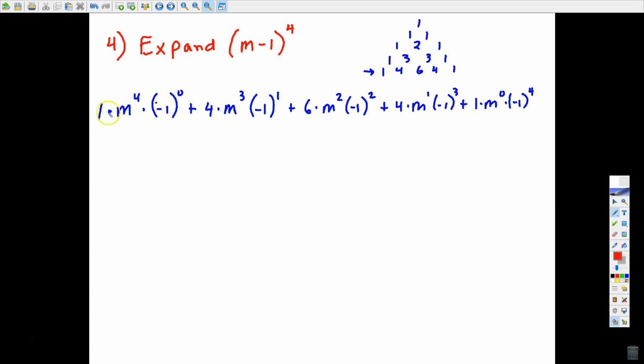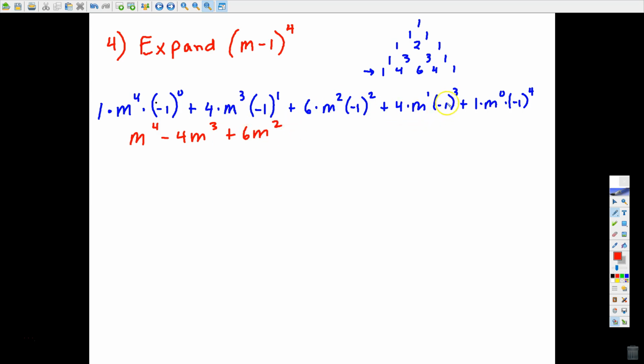So this says 1 times m to the 4th times 1. Remember, anything to the 0 power is 1. So my first term is going to be m to the 4th. Here I'm going to do 4 times 1 times negative 1. That's negative 4 m to the third. All right, here I'm going to do negative 1 squared. Remember, always do exponents first. Negative 1 squared makes positive 1. Positive 1 times 6 is positive 6 m squared.